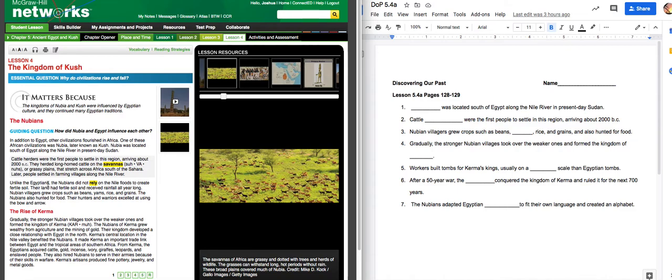Unlike the Egyptians, though, the Nubians did not rely on the Nile floods to create fertile soil. Their land had fertile soil and received rainfall all year long. Okay, so it's a totally different lifestyle here, guys. Egypt depended on the Nile. Nubia does not. They get enough rain. Nubian villagers grew crops such as beans, yams, rice, and grains. The Nubians also hunted for food. Their hunters and warriors excelled at using the bow and arrow.